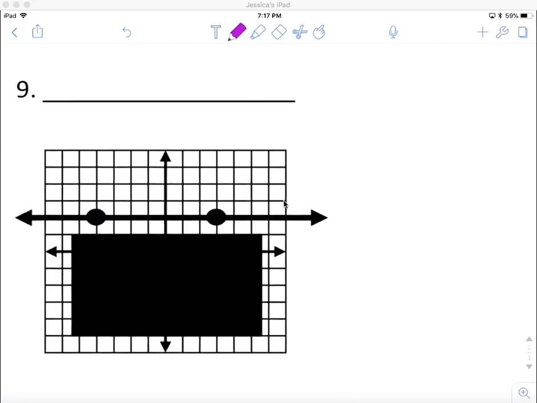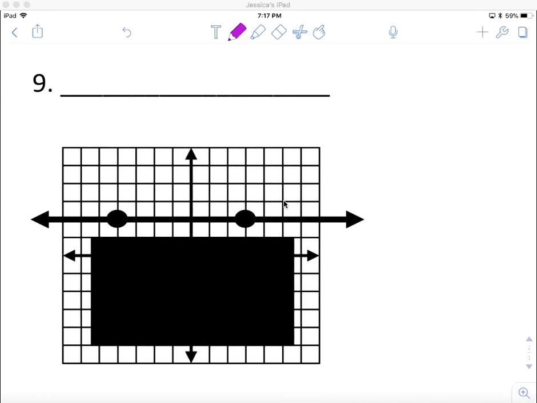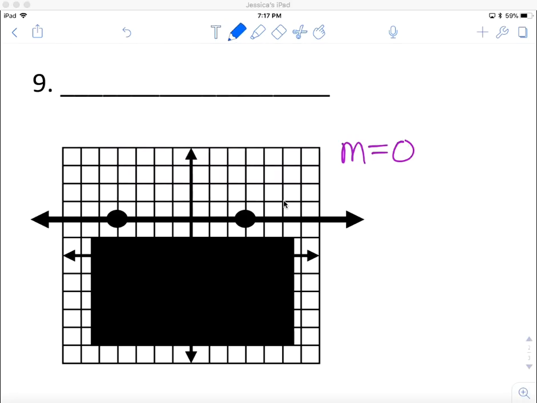Let's look at number 9. On number 9, I have a horizontal line, which we know by now means that my slope is 0. Horizontal is our hero. That's because our slope is 0. I am crossing the y-axis at 2, so b is 2.